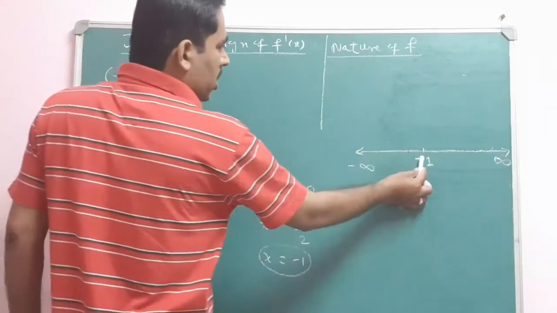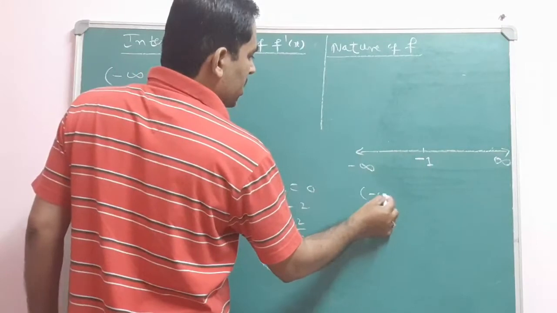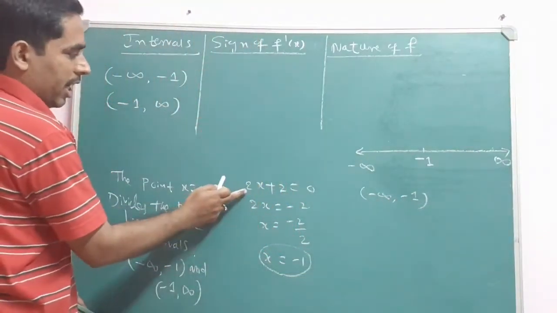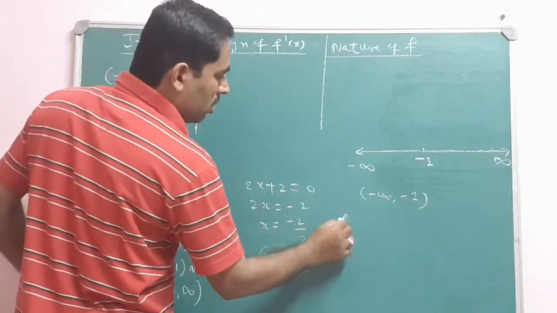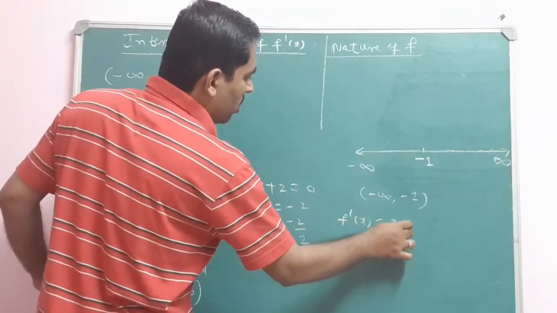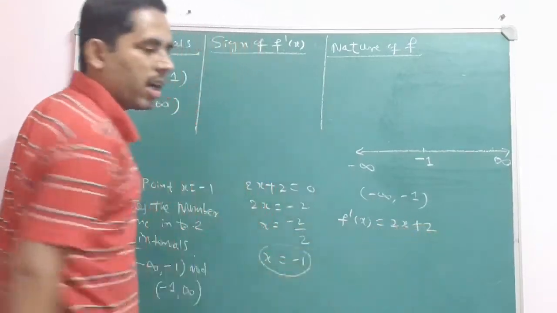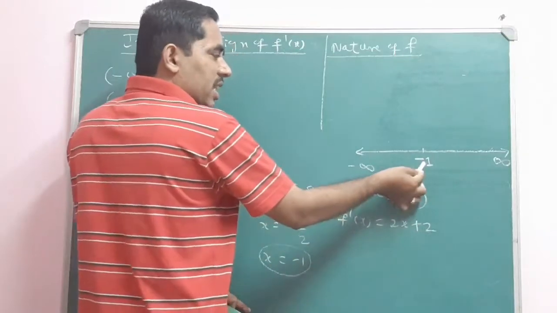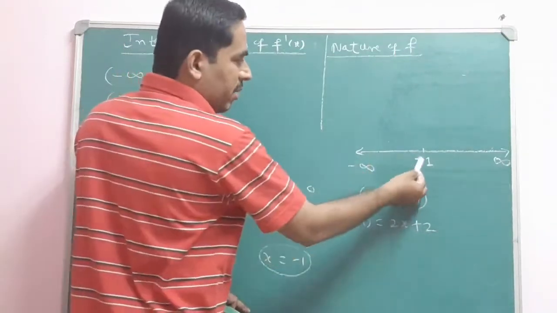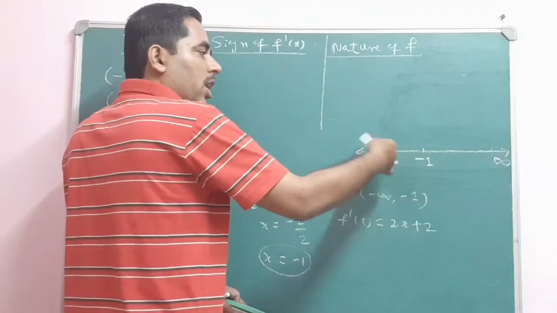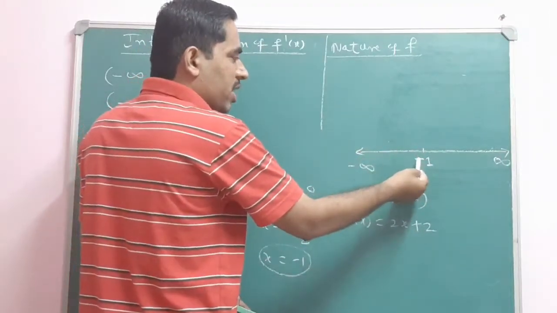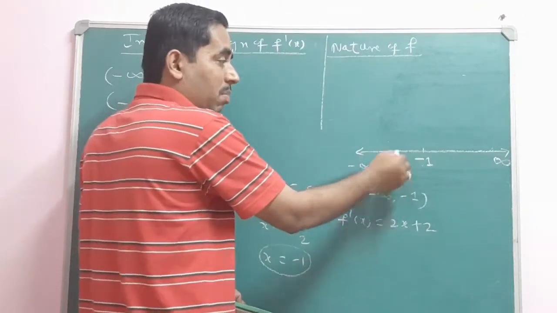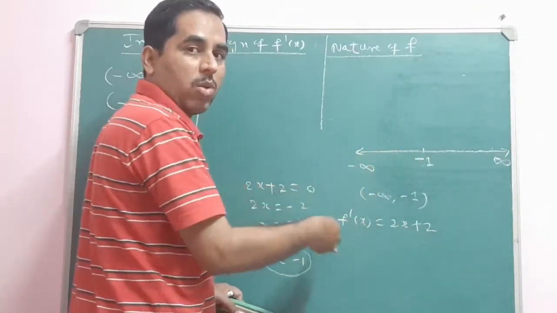First observe the interval minus infinity to minus 1. The sign of the derivative: the derivative is 2x plus 2. We have to concentrate here. This interval means x is less than minus 1, so I have to move to the left side of minus 1, such as minus 2, minus 3, minus 4, or minus 1.1, minus 1.2. I can take any one of these values.